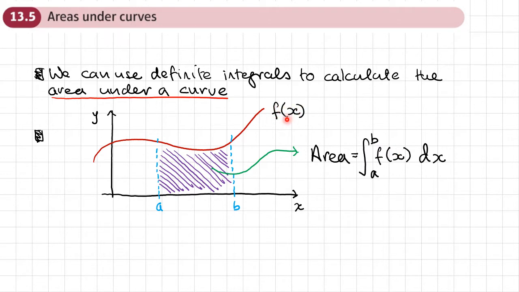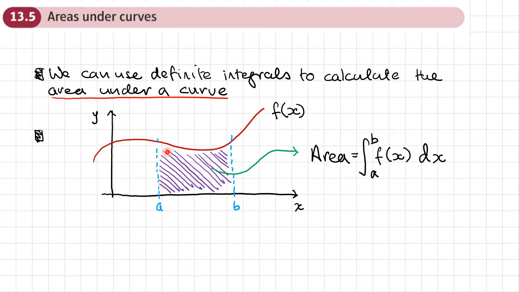So if we know the equation of the curve and we know these two values of x, then the upper value of x becomes the upper limit, the lower value of x becomes the lower limit, and the equation of the curve is the thing that we need to integrate, and that will give us the area under this curve here.